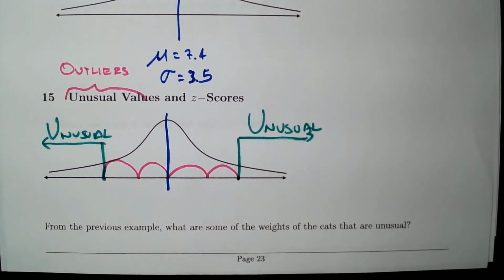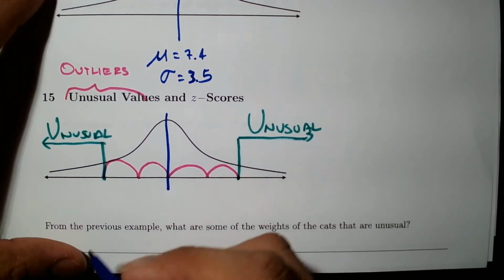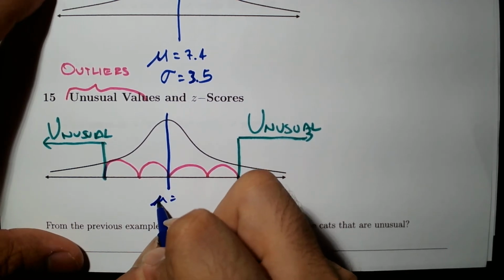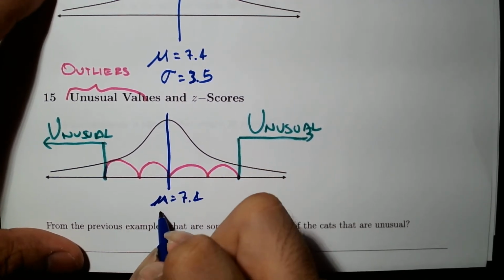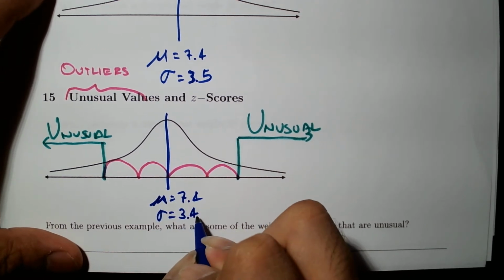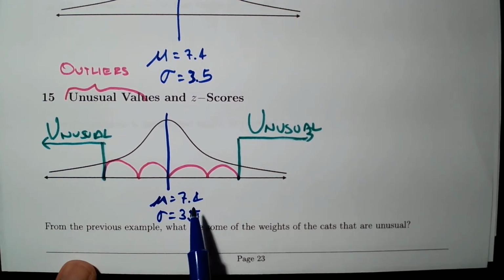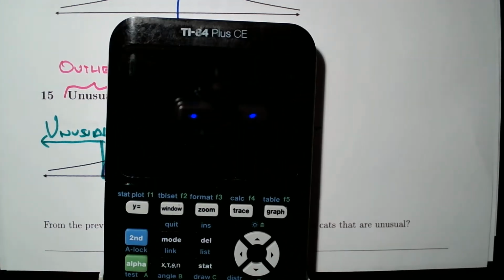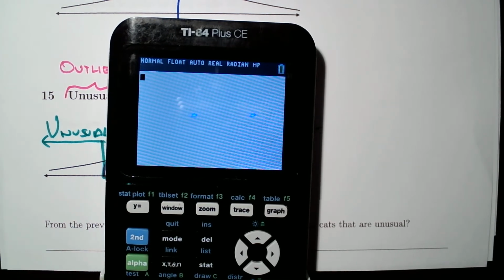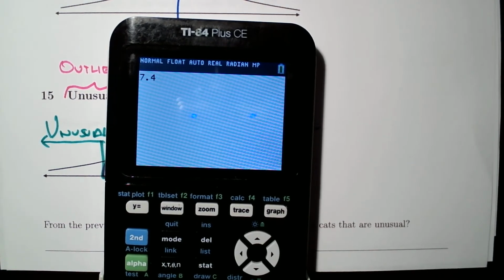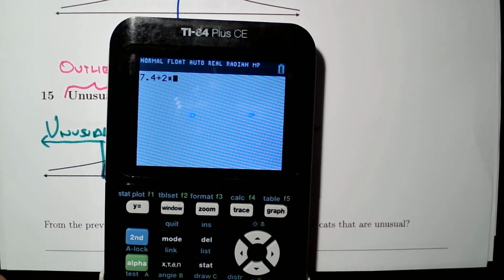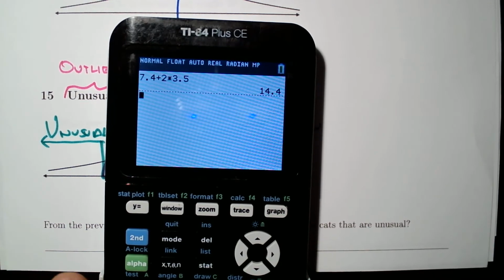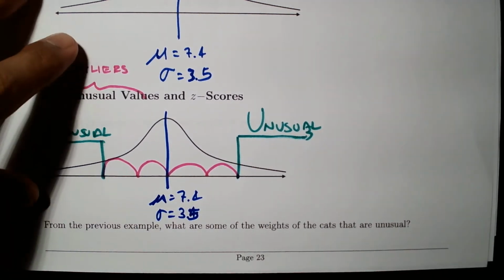Okay, let's find out the cutoffs for unusual values. Keep in mind that the mean mu equals 7.4 and the standard deviation is 3.5. So I need to add 2 standard deviations. So 7.4 plus 2 times the standard deviation, which is 3.5, is going to give me 14.4.